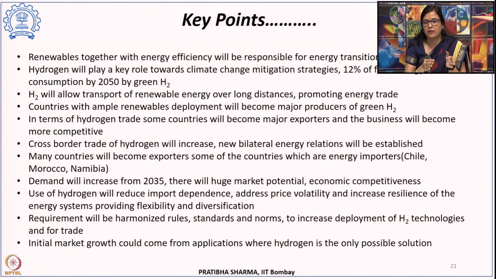There are certain countries wherein there is enough renewables deployment and the renewable power pricing is low, and they will become the major producers of green hydrogen. When it comes to hydrogen trade, there will be countries which will become major exporters, and that business will become more and more competitive. So there will be cross-border trade of hydrogen, and the geopolitical relationships will change. The countries which have not done energy trading will now come into bilateral energy relationships. Some of the countries which have been major importers of energy will become exporters because of their renewable power generation. Energy demand will increase by 2035, and then there will be a huge market potential and economic competitiveness with the use of hydrogen based technologies.